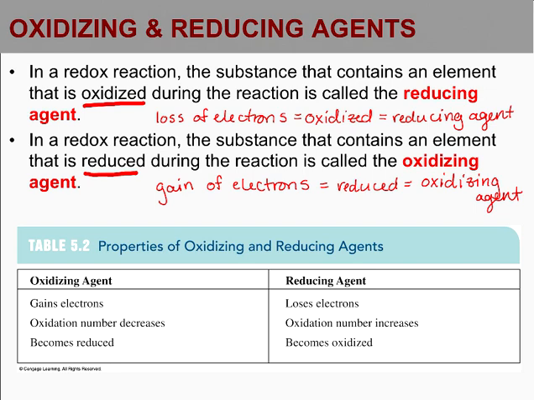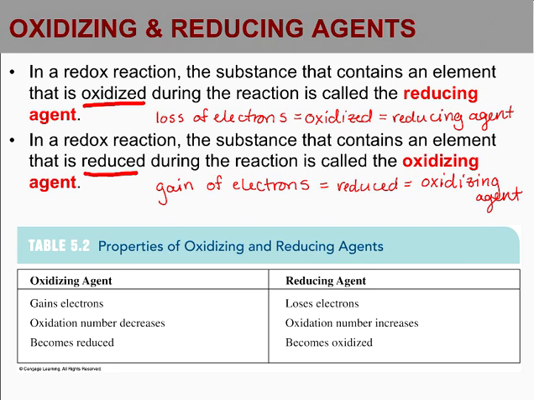All right, so down below we have table 5.2, and this is showing properties of oxidizing and reducing agents. So an oxidizing agent is something that gains electrons, or its oxidation number decreases, or we could also say that it's reduced. And then a reducing agent is something that loses electrons in a reaction, or its oxidation number increases, or we could also say that it is oxidized.